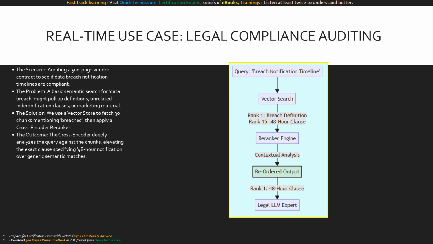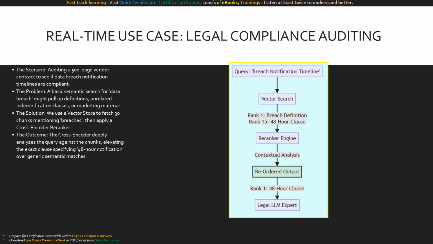By injecting a cross-encoder or Cohere Rerank, we change the game. We fetch those top 30 noisy chunks, but then the reranker deeply analyzes the specific relationship between the concept of a timeline in our query and the 48 hours text in the document. It thrusts that exact, critical clause to rank number 1, guaranteeing the LLM gives a legally accurate answer.